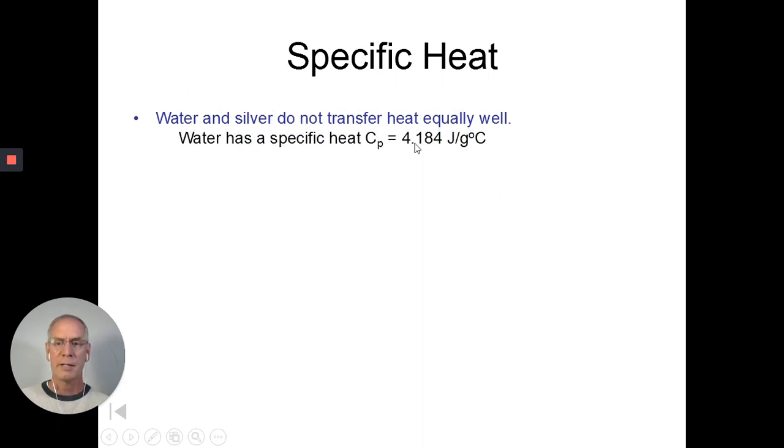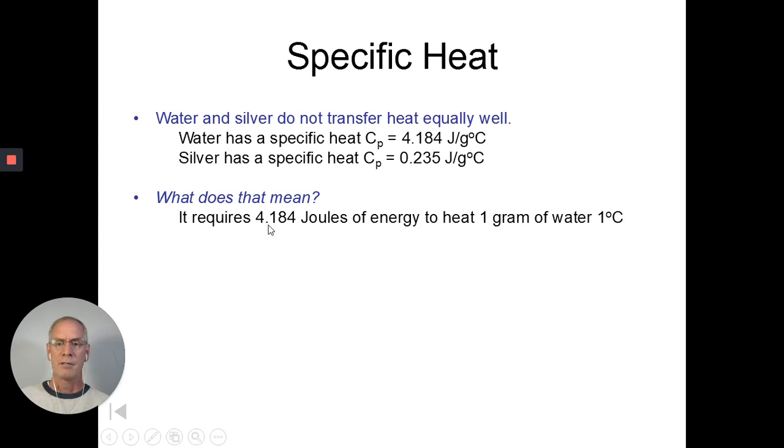Water has a specific heat of 4.184 joules per gram degrees Celsius. Silver has a specific heat of 0.235 joules per gram degrees Celsius. That means if I add 4.184 joules of energy to a gram of water, it will change 1 degree Celsius. If I add 4.184 joules of energy to 1 gram of silver, it'll change a lot more than that, won't it? It'll change like 16 degrees, right? Because it's like how many times bigger? Huge amount, okay?